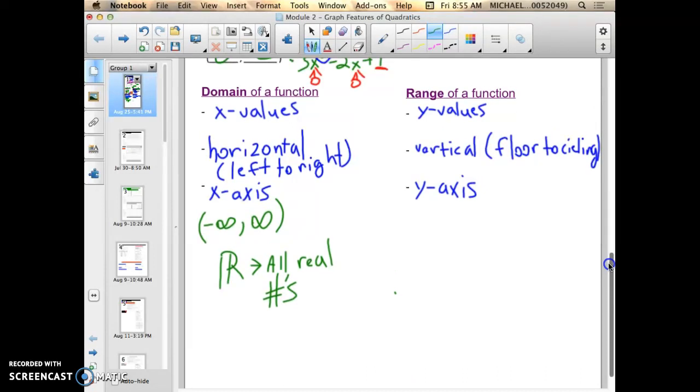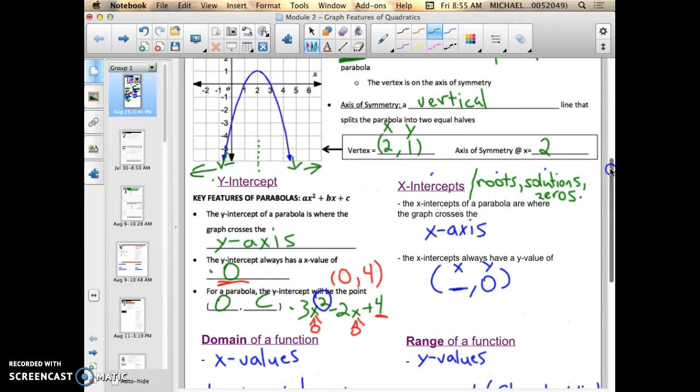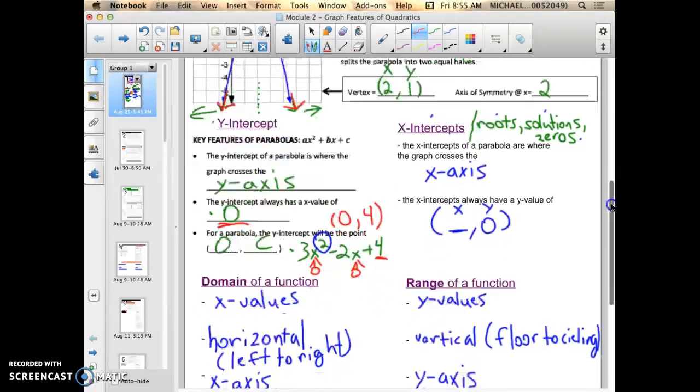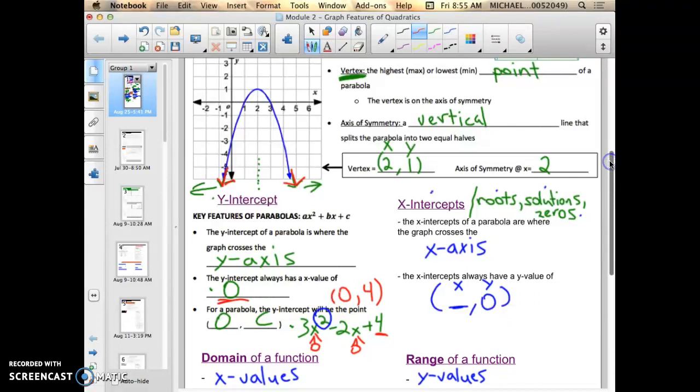Now, the range is a little bit trickier. The range, again, is read floor to ceiling. I'll do this in red. The floor, the lowest most point of this function: both of these arrows go down forever. So this starts at negative infinity, kind of like the domain. But now it's a little bit different. It does not go up forever. It stops right here. That is the ceiling point.